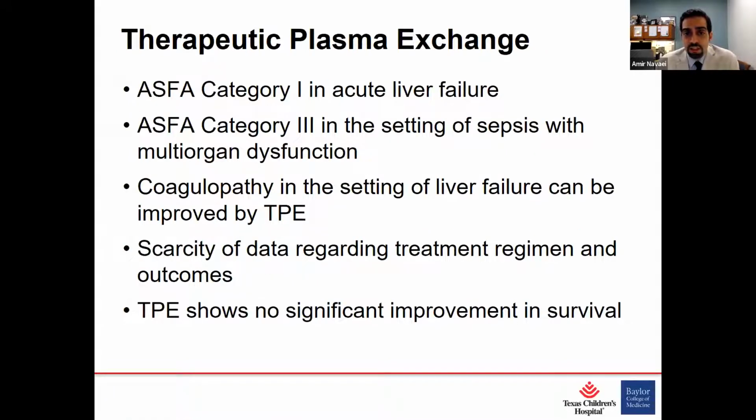Therapeutic plasma exchange is another method of extracorporeal support system for liver failure patients. There are different categories that can apply to these patients: category 1 in acute liver failure for coagulopathy reset, and category 3 in the setting of sepsis and multi-organ dysfunction. The coagulopathy can be improved with therapeutic plasma exchange. However, there is a scarcity of data regarding the treatment regimen and outcomes, and the data is also scarce about the possible benefit for survival in these patients.